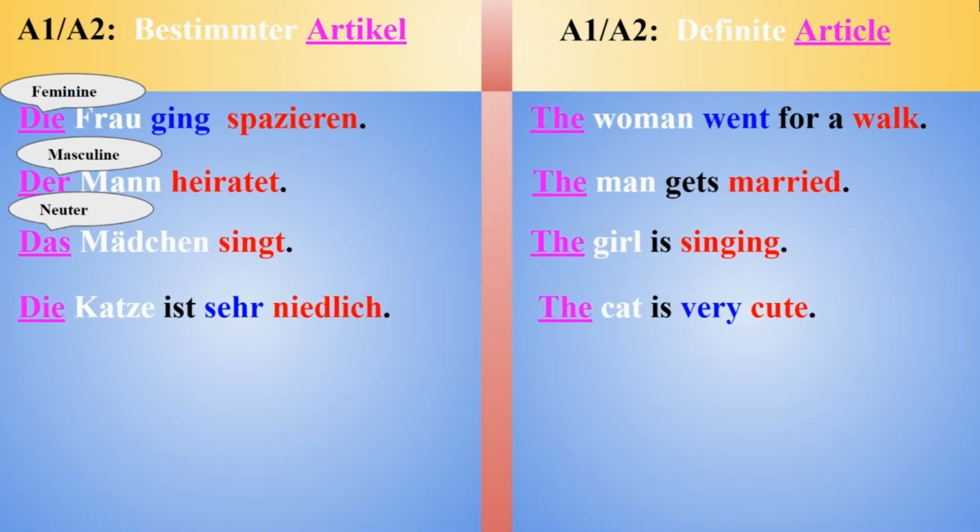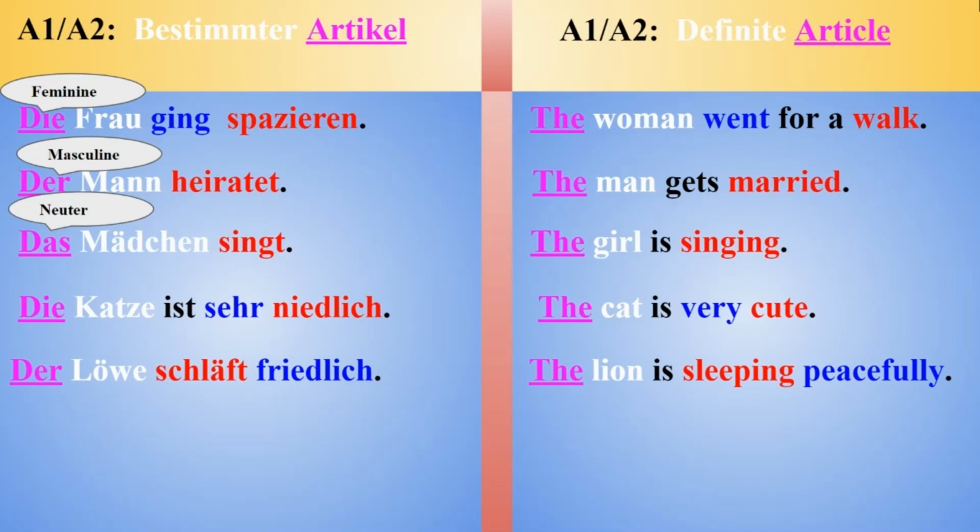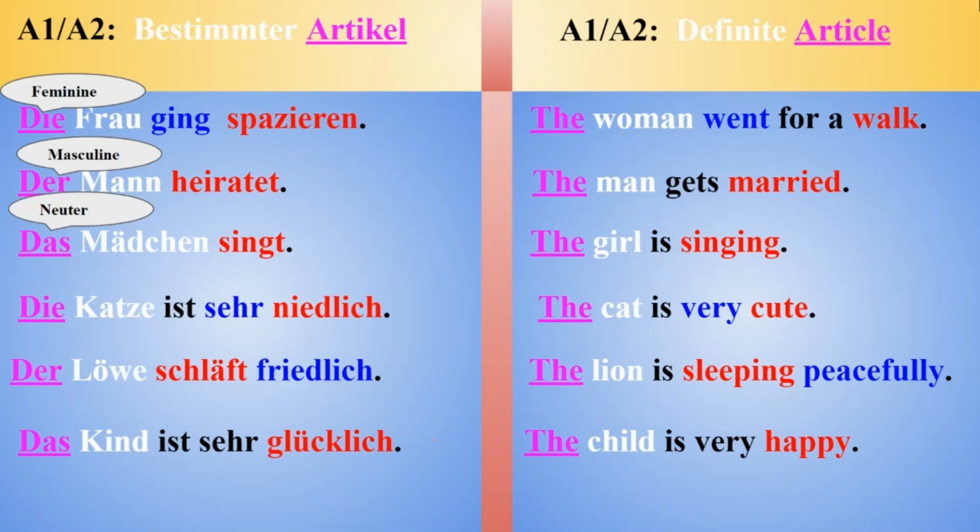Die Katze ist sehr niedlich. The cat is very cute. Der Löwe schläft friedlich. The lion is sleeping peacefully. Das Kind ist sehr glücklich. The child is very happy.